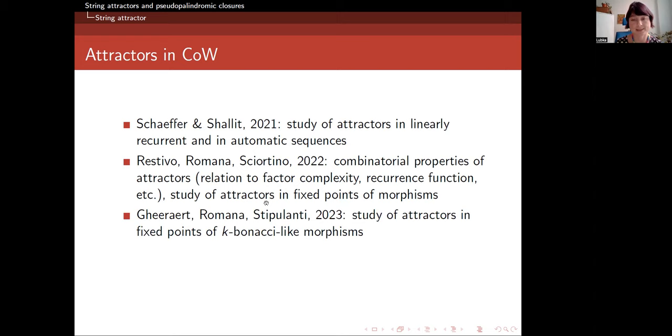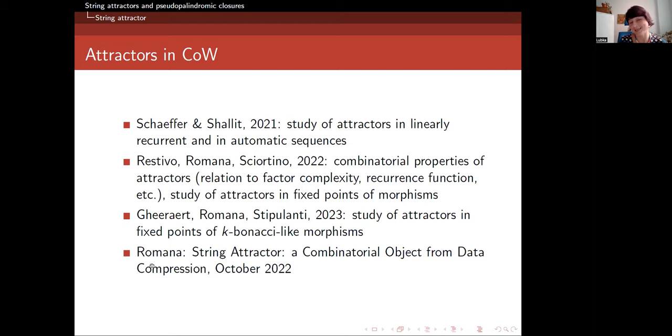Another recent result is by Franz Gerhardt, Giuseppe Romana, and Manon Stipulanti from this year. They presented that also in Umeå in Sweden. And they studied attractors in fixed points of k-bonacci-like morphisms. And let me once more underline that here I will not speak about any connection to data compression, but there's a nice talk that Giuseppe Romana gave exactly a year ago called String Attractor, a combinatorial object from data compression. In his talk, he mentions a bit the connection to data compression, and also he presents in detail the results of himself and his colleagues. So this is for known results about attractors.